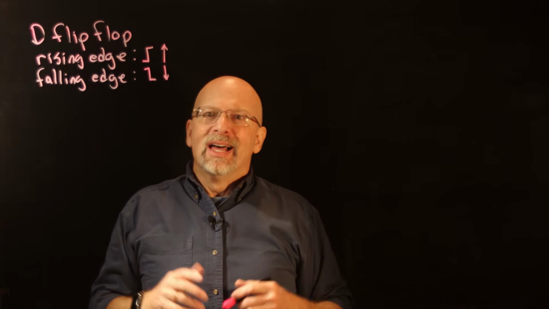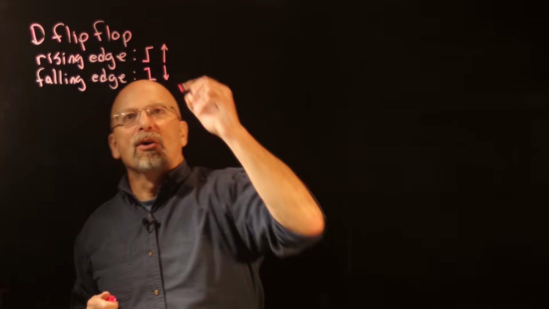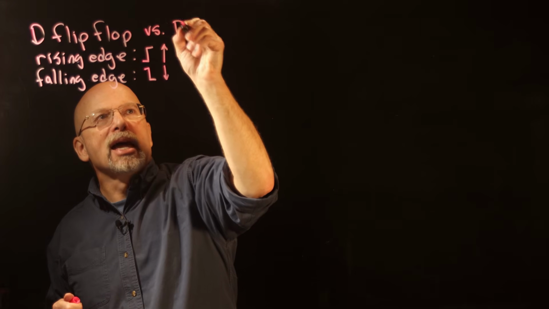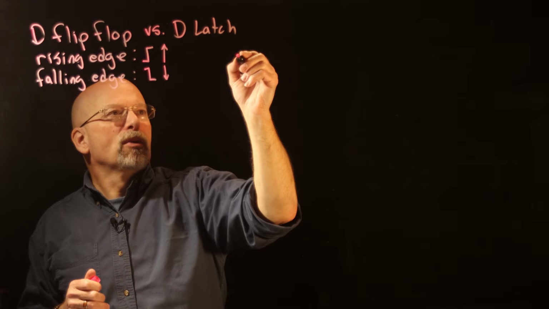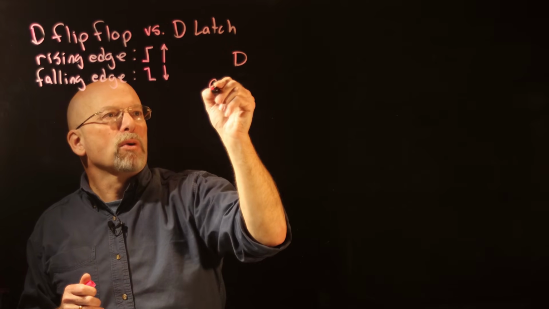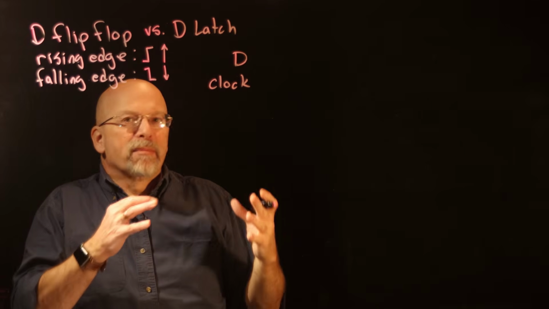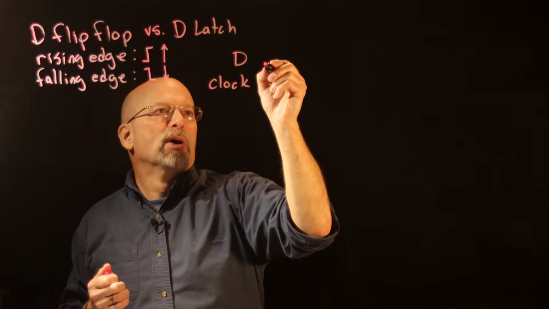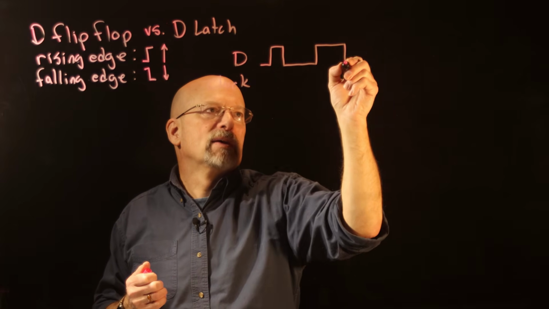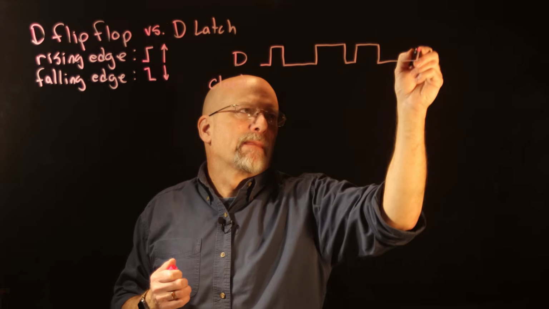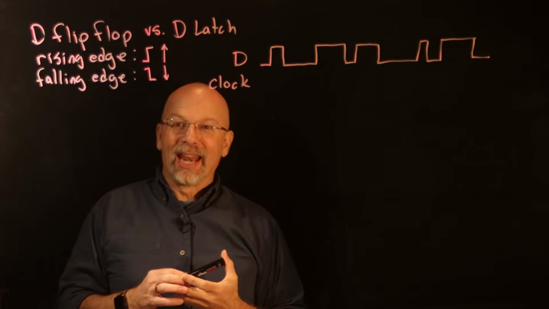All right, so let's do a quick timing diagram of what you might see on a D flip-flop versus a D latch. So I'm going to draw what you might see on D and the clock, to give you, as time goes on, some patterns that we might see. So let's just say D is changing kind of randomly here. All right, so those are the values we've got on D.